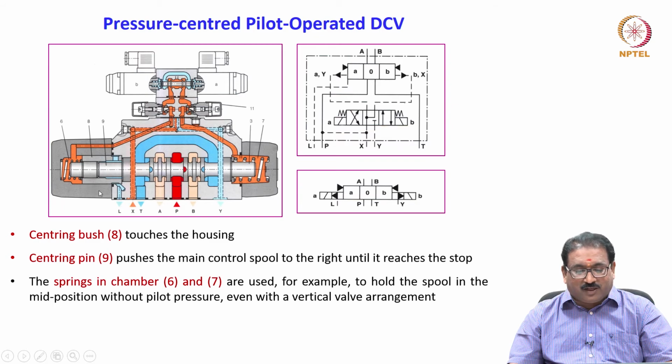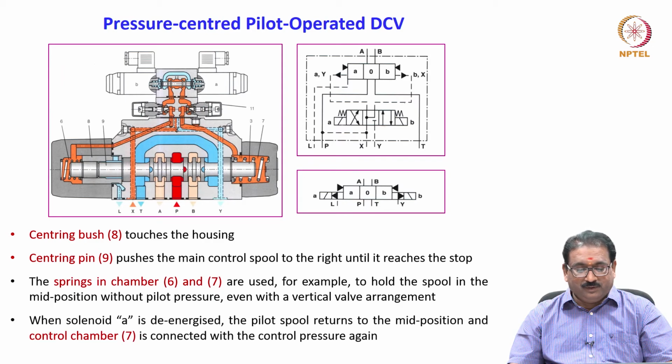The springs in chambers 6 and 7 are used, for example, to hold the spool in the mid position without pilot pressure, even with a vertical valve arrangement. When solenoid A is de-energized, the pilot spool returns to the mid position, and control chamber 7 is connected with the control pressure again.